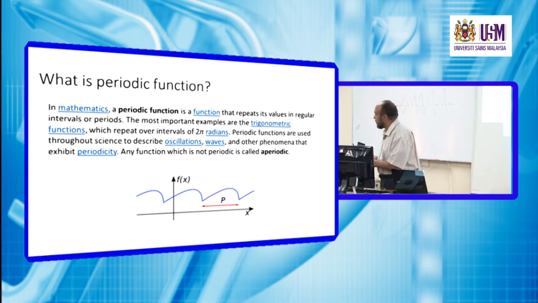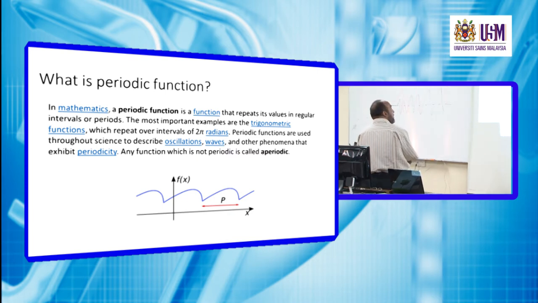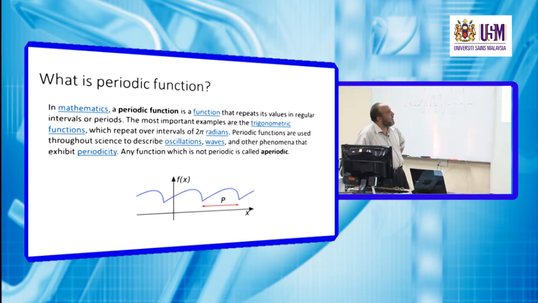Defining the periodic function. A periodic function is a function that repeats itself in regular intervals or periods. The most important examples are the trigonometric functions, cosine and sine, which repeat over the interval of 2 pi in radians. Periodic functions are used throughout science to describe oscillations, waves, and other phenomena that exhibit periodicity. Any function which is not periodic is called aperiodic, which means I cannot use it in Fourier transform.